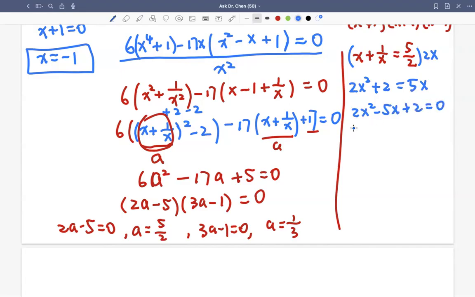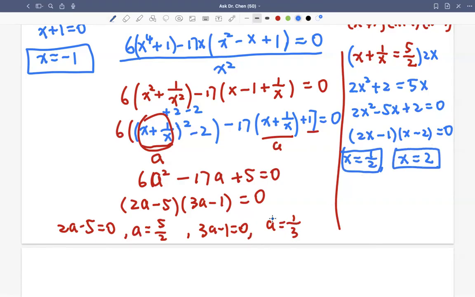Okay, this can be factored. We can factor as 2x minus 1 and x minus 2. The middle terms, negative x and negative 4x, add up to negative 5x. So that gives us x equals, the first one, 2x minus 1 equals 0, so x equals a half. This one gives us x equals 2. So we get two solutions from this one. Remember x equals negative 1, so we have 2 more solutions.